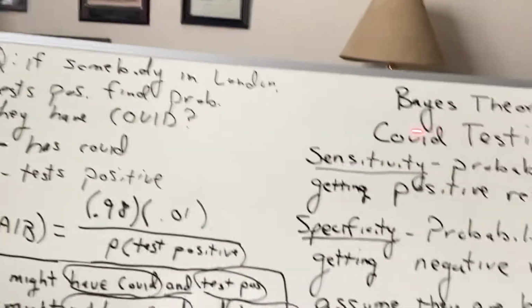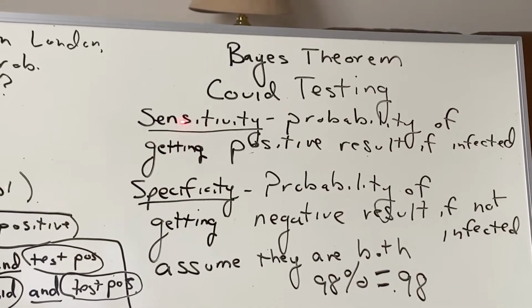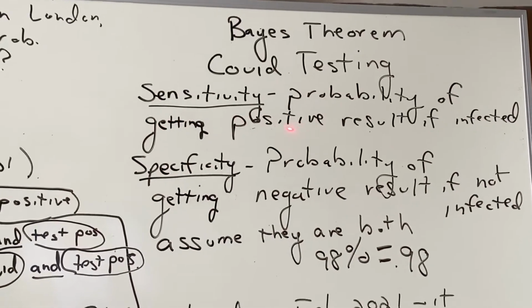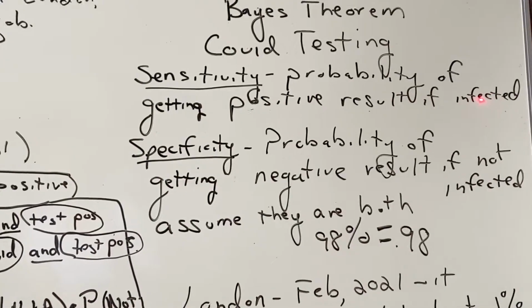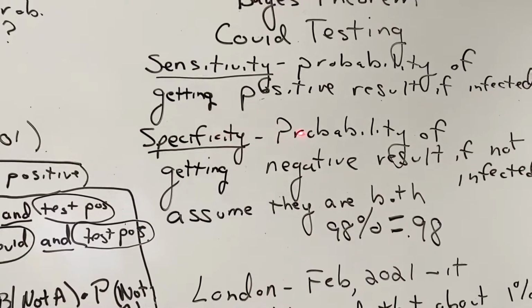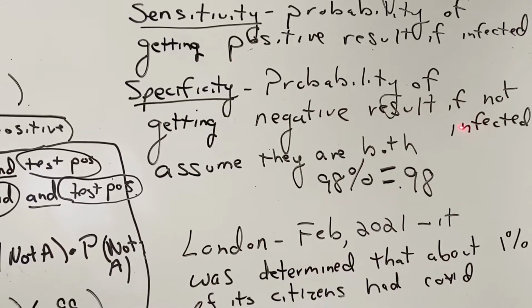Today I'm going to talk to you about Bayes' theorem as it relates to COVID testing. So if we go over here, we have a couple words to define. One is sensitivity. That's the probability of getting a positive result if indeed you are infected. And specificity is the probability of getting a negative result if you are not infected.